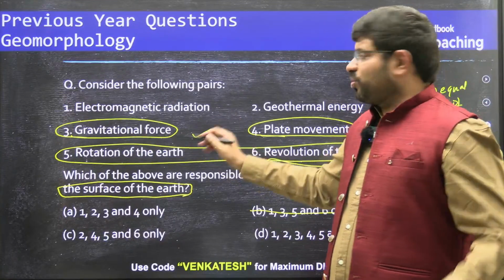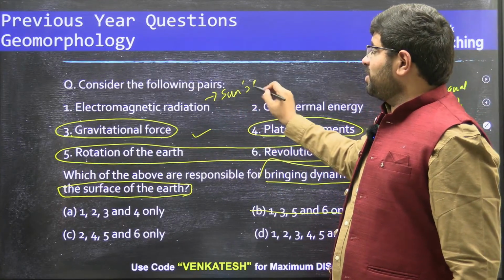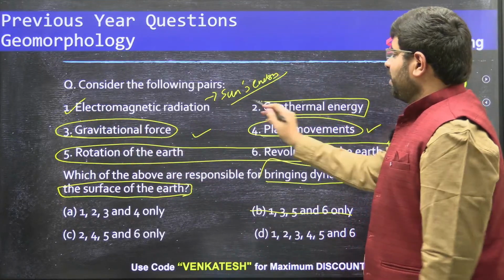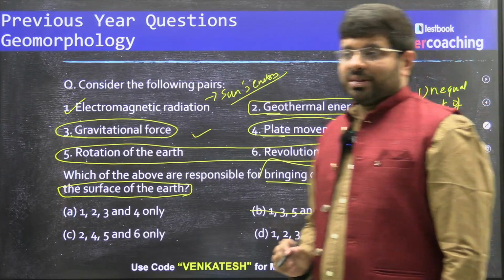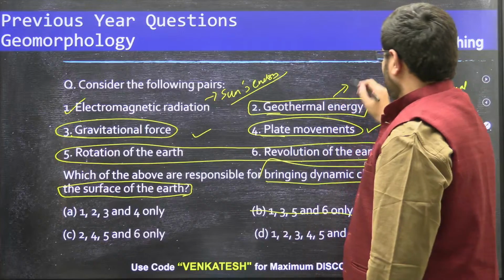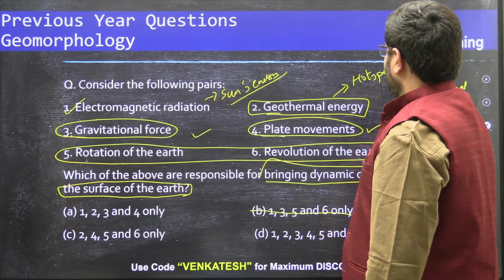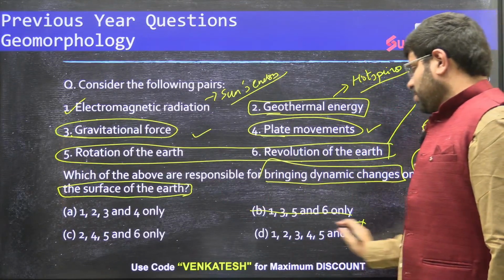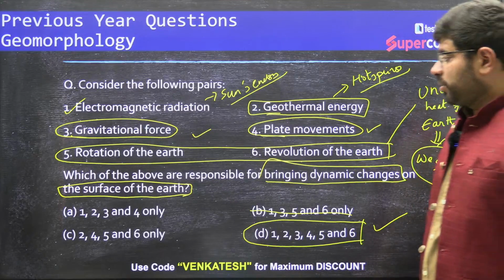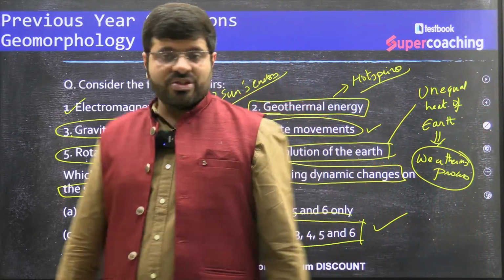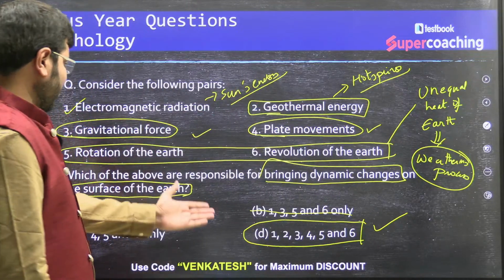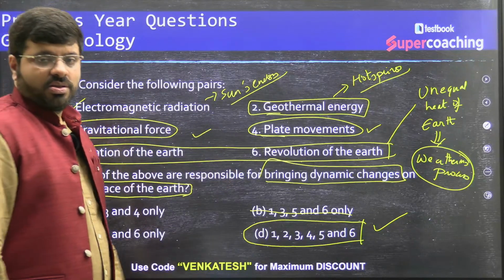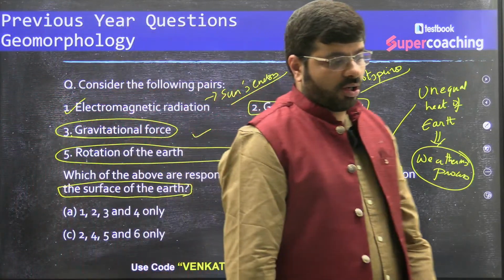Electromagnetic radiation, that is the source of the sun's energy. Definitely that is the prime source. Geothermal energy, the heat which is creating the dynamic changes, things like hot springs and all. Hot springs, in other words, all are responsible for bringing dynamic changes. The answer is 1, 2, 3, 4, 5, 6. If you see, almost 1 is there in every option, 2 is there in every option. You just need to understand about the remaining things. So almost all of the things are responsible.